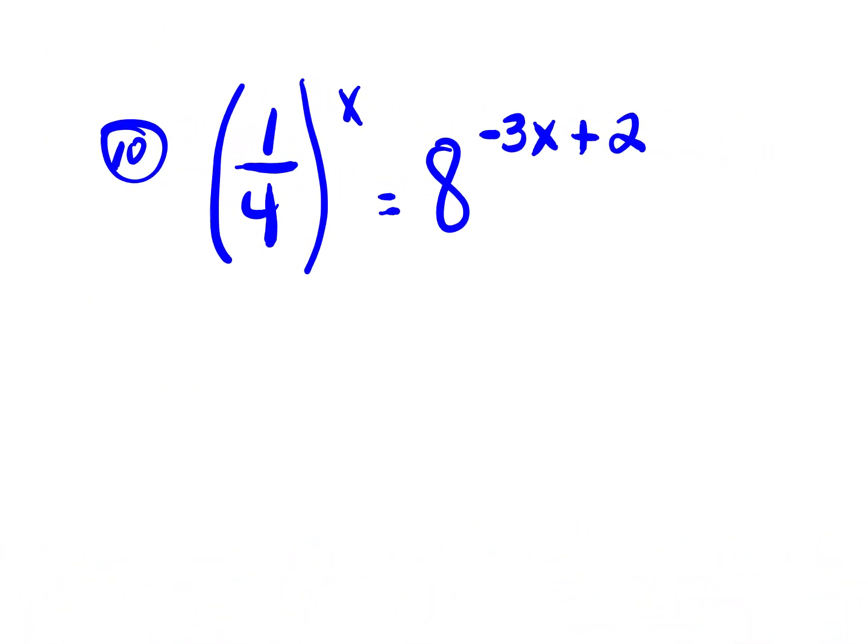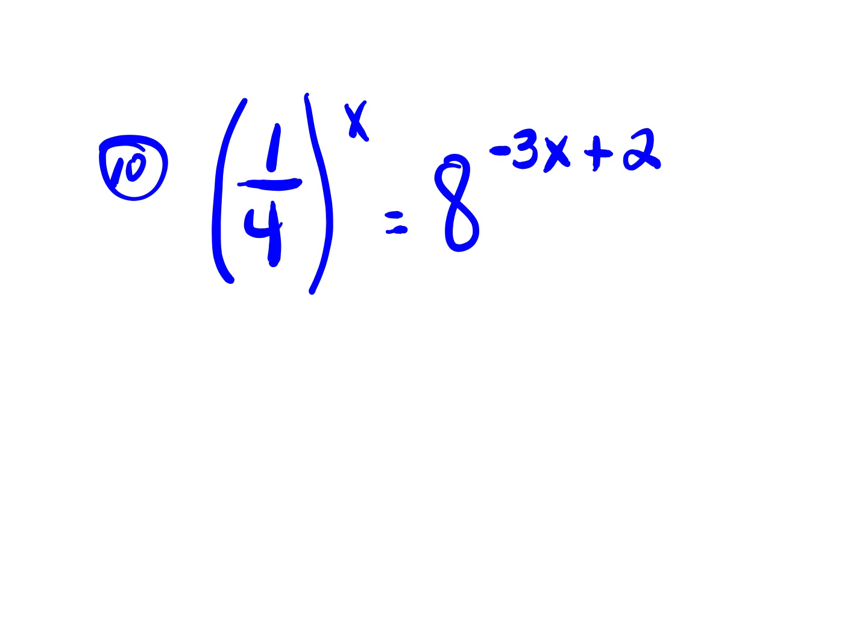Let's look at 10. What do we think our common base between 1/4 and 8 would be? 2. So let's change both of these to be 2 to some power. 2 to what power would give me 1/4? Negative 2. Awesome. 2 to the power of negative 2. We still have that x there, so we're going to multiply them together. Be careful that you're not changing the value of the number. We're just changing the way that it looks. So we have 2 to the power of negative 2 is 1/4.